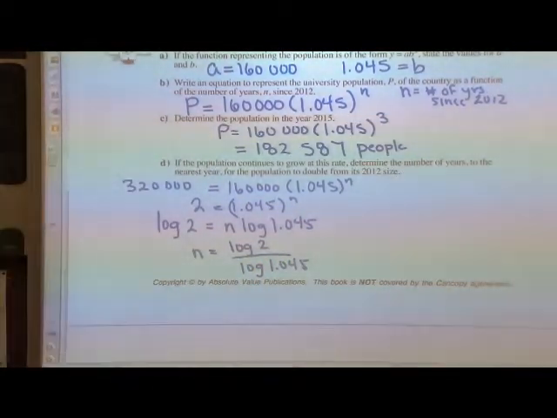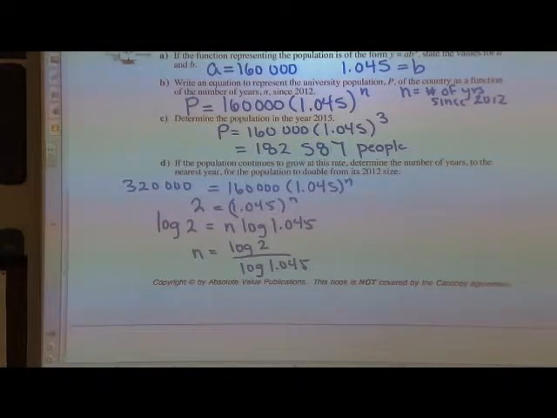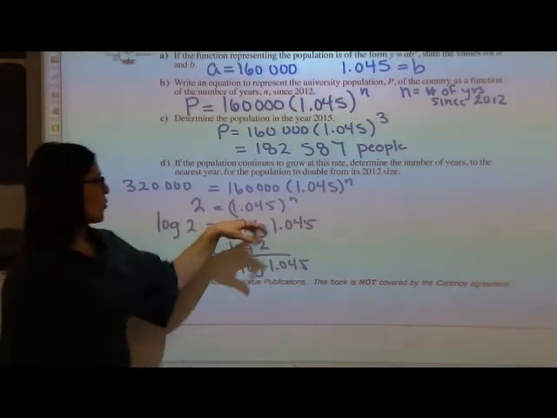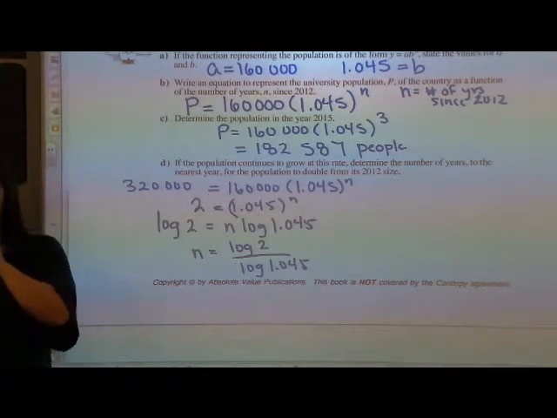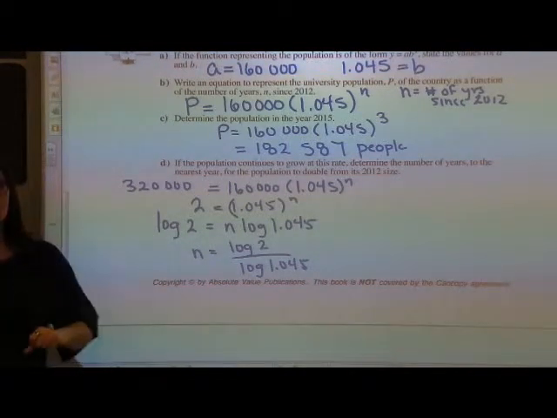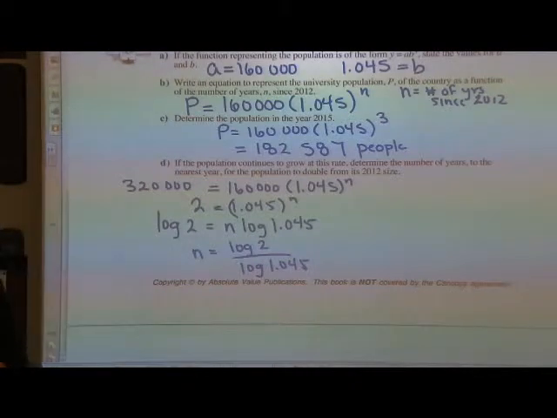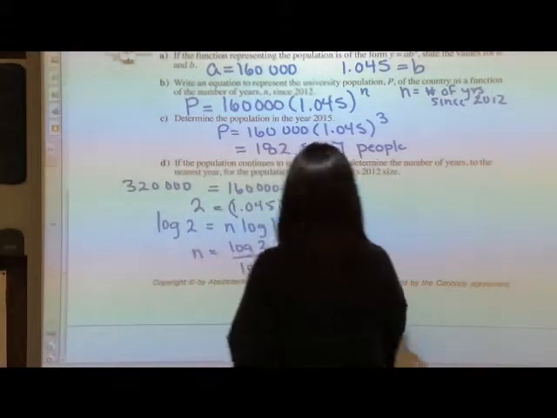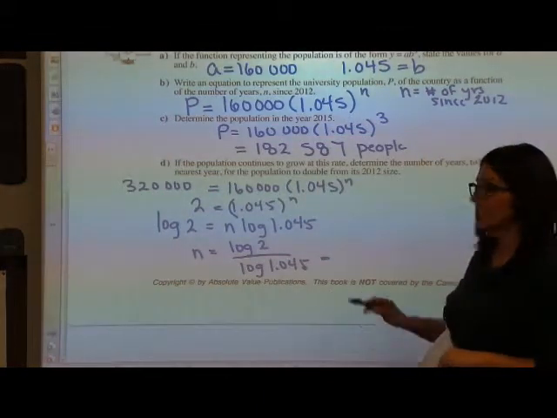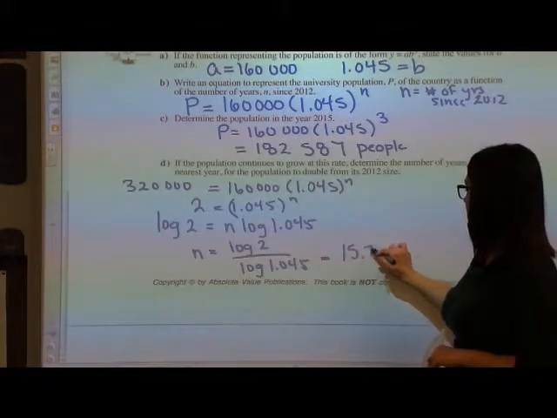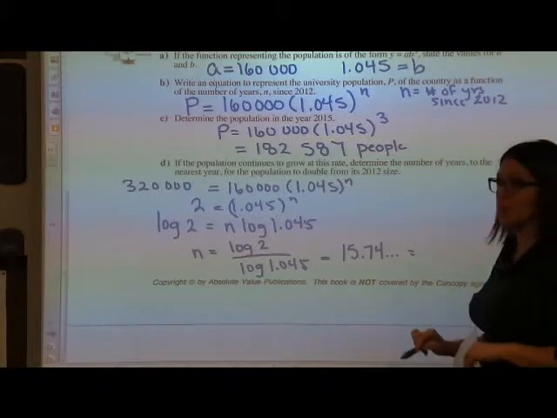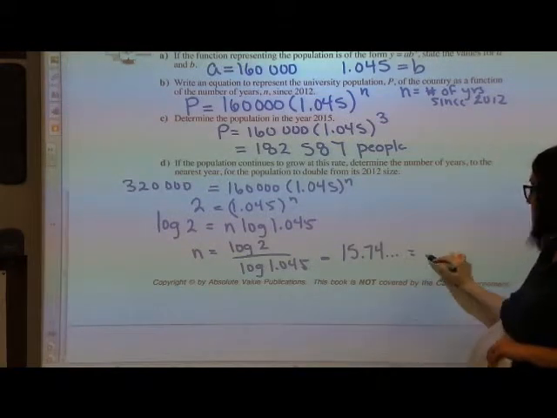And I would get the same thing if I had changed this into a log. I would have had n equals log base 1.045 of 2. And then I'd still have to do my change of base to put it into my calculator. And what do I get for an answer? 15.747. So how many years would that be? 16.